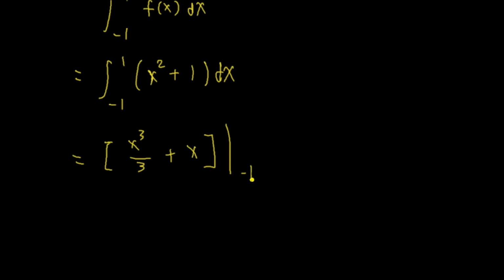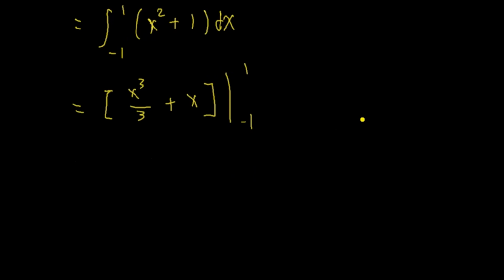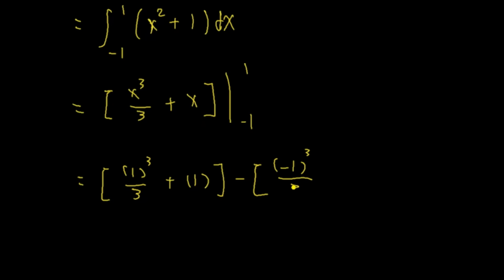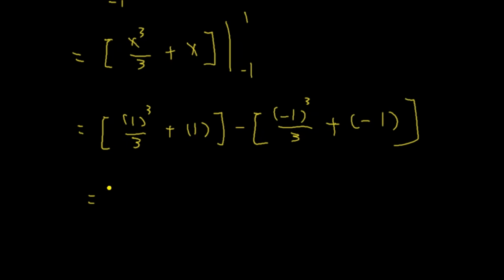Evaluate from negative 1 to 1. Okay, so let's put 1 into here. That is equal to 1 cubed over 3 plus 1, minus, now put negative 1 into here: negative 1 cubed over 3 plus negative 1. Let's group this together. 1 cubed over 3 is 1 over 3 plus 1, minus, let me still keep the bracket for now, negative 1 cubed is still negative 1, so negative 1 over 3 minus 1.